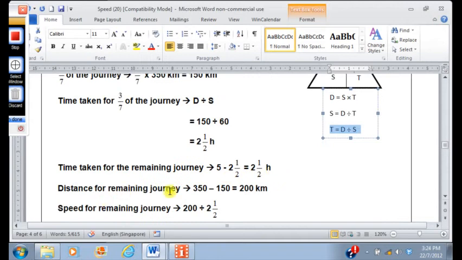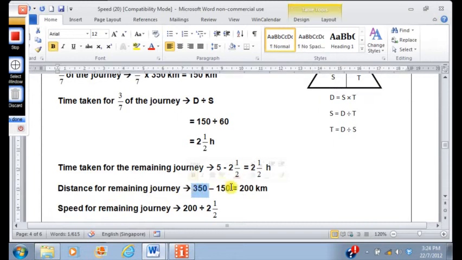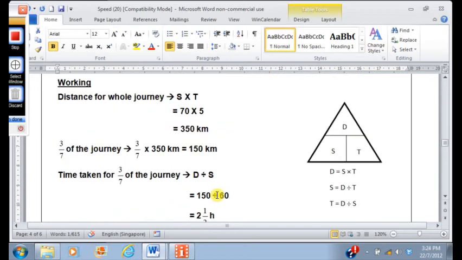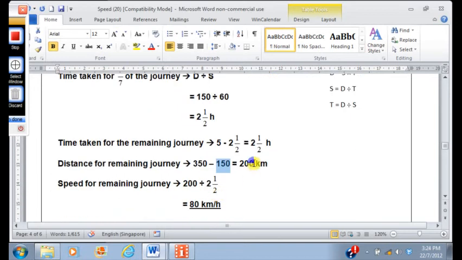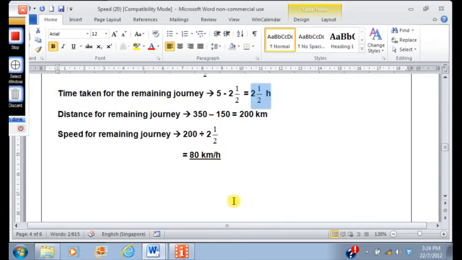Now what is the distance for the remaining journey? Total is 350. 150 kilometers has been traveled by Henry already, so he's left with 200 kilometers to travel in 2.5 hours. So the speed for remaining journey will be 200 divided by 2.5. Thus, your answer will be 80 kilometers per hour.